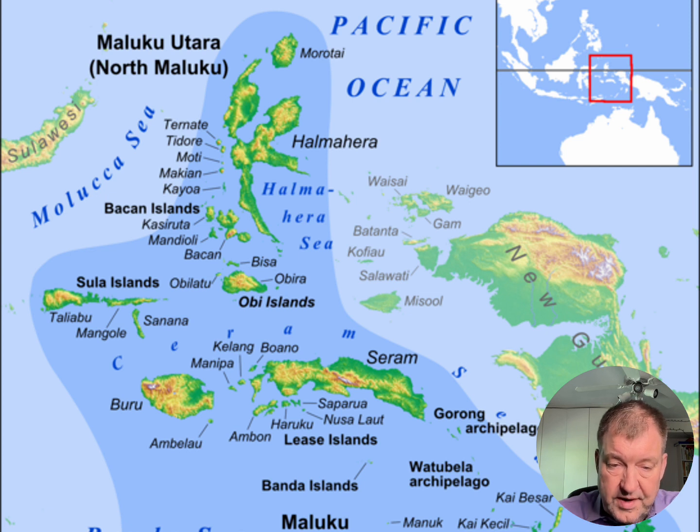But this is where nutmeg and mace, nutmeg and mace, were indigenous, and it was the only place in the world where they could be found. So really, it's quite amazing that these spices that are going to have a huge global impact come from such tiny places within island Southeast Asia.